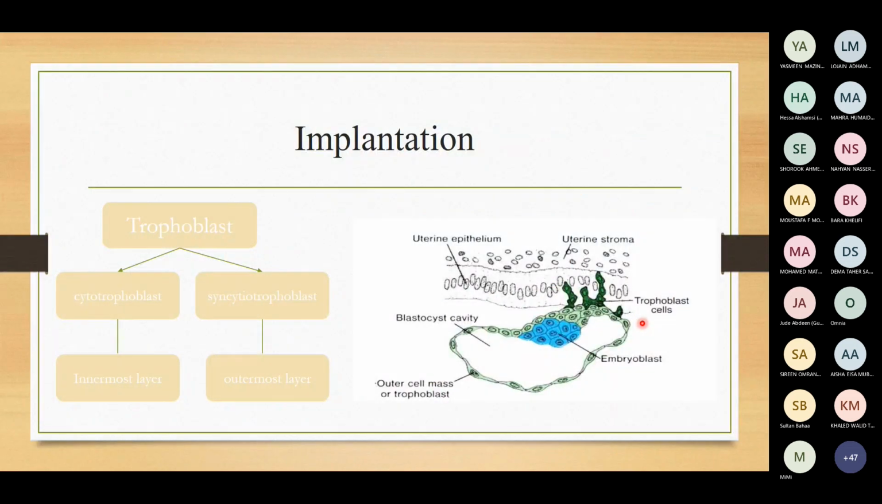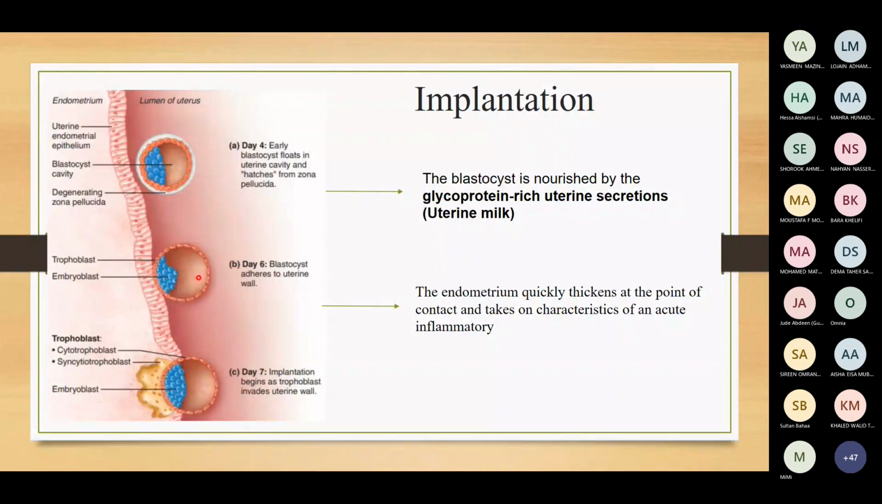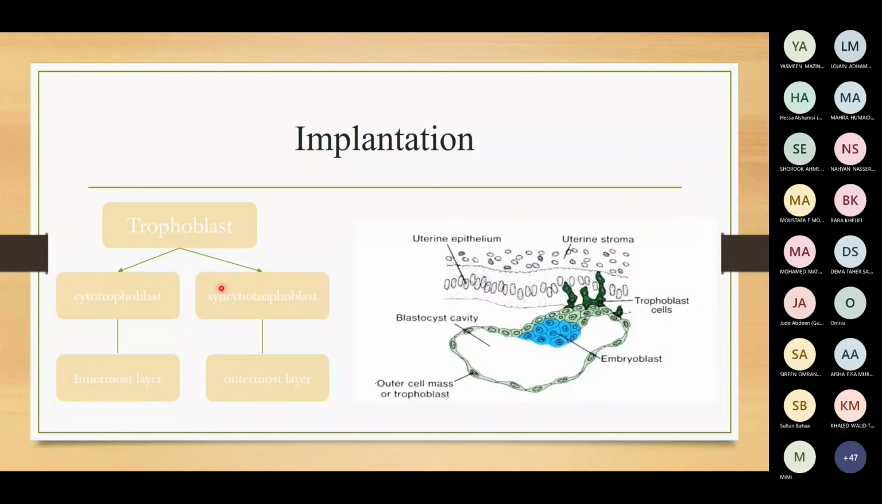Now, in implantation, we said that we have the outer cell layer, this one right here, which we call the trophoblasts. If you take a look at this picture, the trophoblasts are the ones that are actually going inside. They're the ones trying to penetrate the uterus and go inside of it. When this happens, the trophoblast is going to divide into another two layers. One we call the cytotrophoblast, which is going to be on the inside, and the syncytiotrophoblast, which is going to be on the outside.